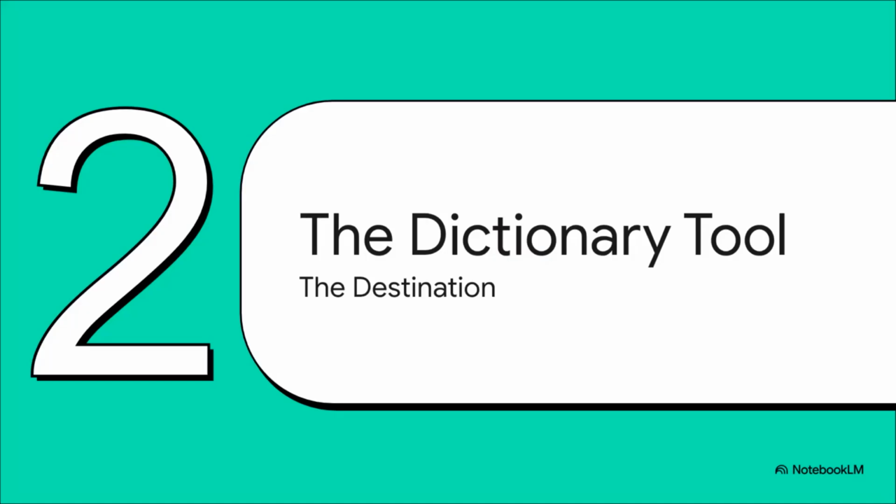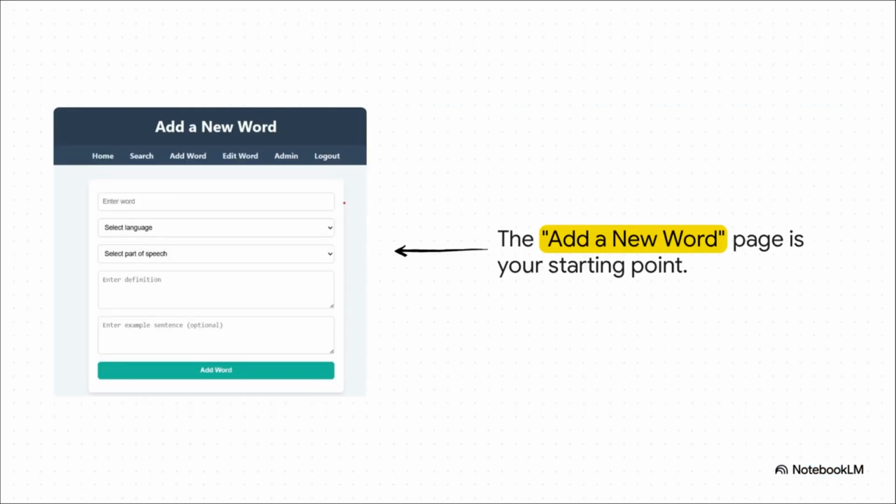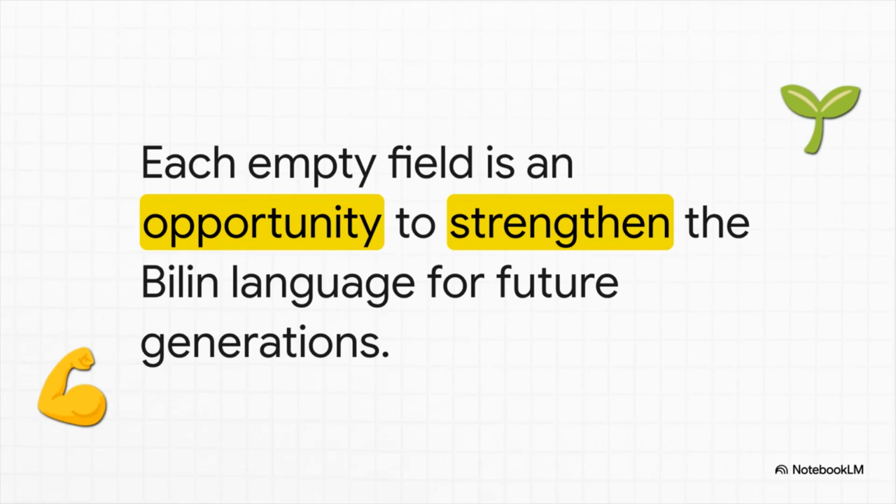Okay, so let's check out the tool that actually makes this all possible. And here it is. It all starts on this one simple page, this web form. This is your gateway. Every single new word, every little piece of cultural knowledge you add begins its journey right here. So when you look at this, don't just see a form, see an opportunity. Every one of those empty fields is a chance to make the Bilen language stronger for generations to come. So let's break down exactly how to fill it out.